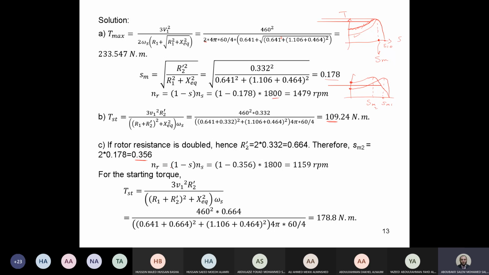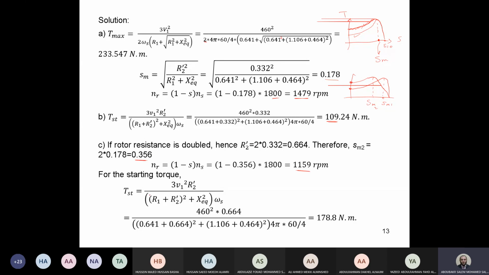So we can say speed equals 1 minus S multiplied by NS. Of course NS is the same. We did not change NS or frequency. So the synchronous speed is fixed here. So we can say 1 minus 0.356 multiplied by 1800. So the speed at maximum torque in the second case will be 1159 RPM. Of course it's lower than the previous speed. This is logical. Then for the starting torque, we expect to have also higher starting torque.